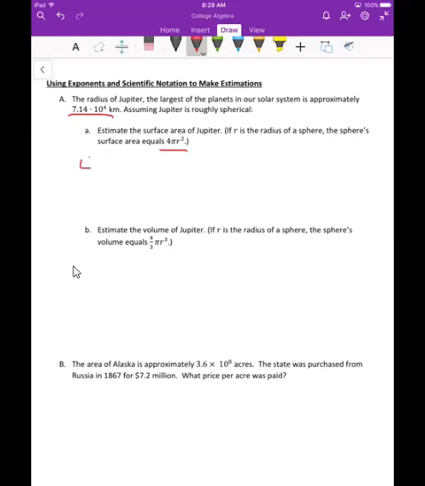So how can we help simplify this? Here we want to find the surface area, so we want to take 4 pi r squared, which means we have 4 pi times 7.14 times 10 to the 4th, and that's what needs to get squared. You're looking at a product of two different bases with this scientific notation number, so each one of those bases needs to get squared. So we can start simplifying this before we plug it into our calculator.